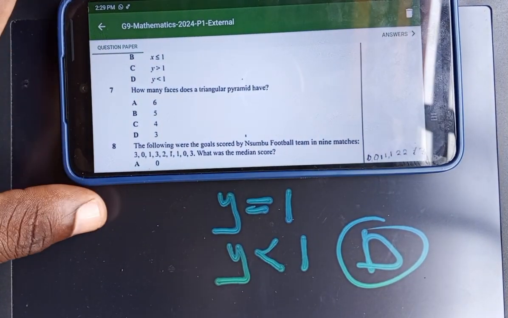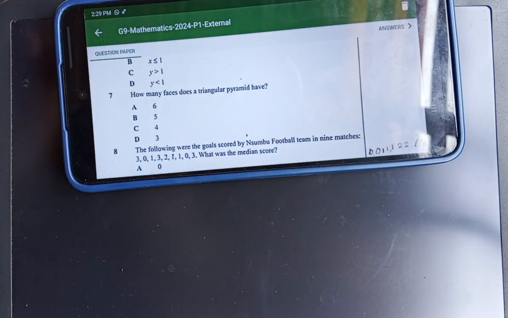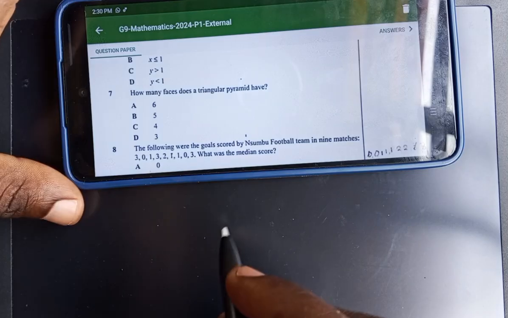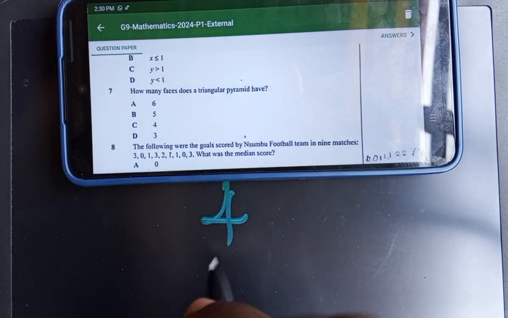Number 7 is saying, how many faces does a rectangular pyramid have? From the word go, a rectangular pyramid has 3 faces facing up together with a base. So the rectangular pyramid, how many faces does it have?